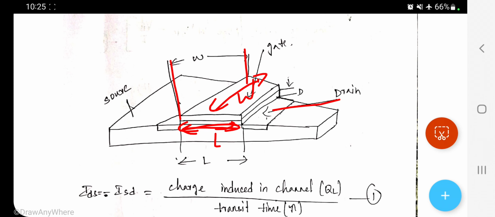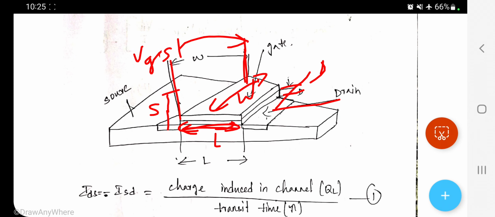Here you have the drain. D is the thickness of oxide. This is the source and this is the drain, and this is our gate. Whenever we apply VGS, that is, VGS is applied to the gate terminal, negative to the source and positive to the gate, the channel is formed between source and drain. That we have seen already in the operation.